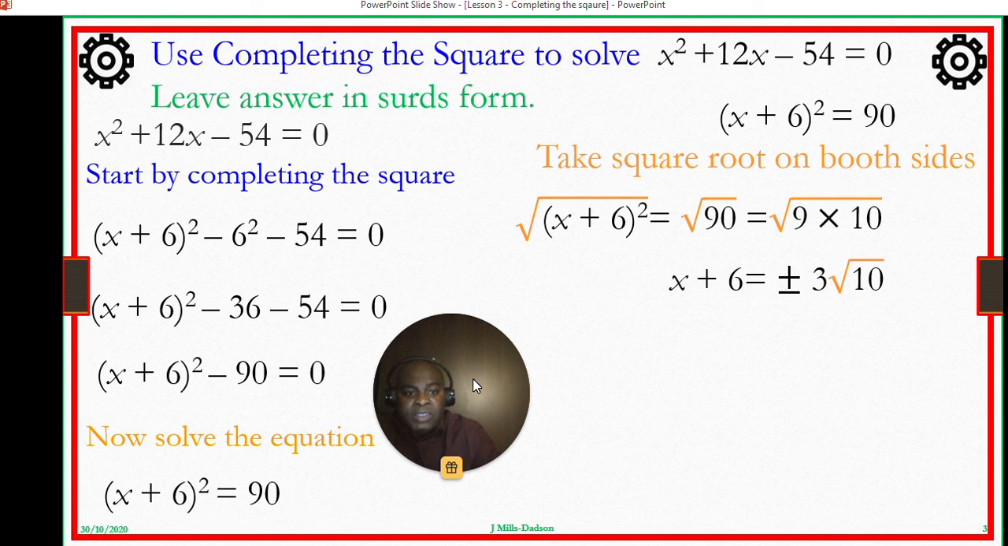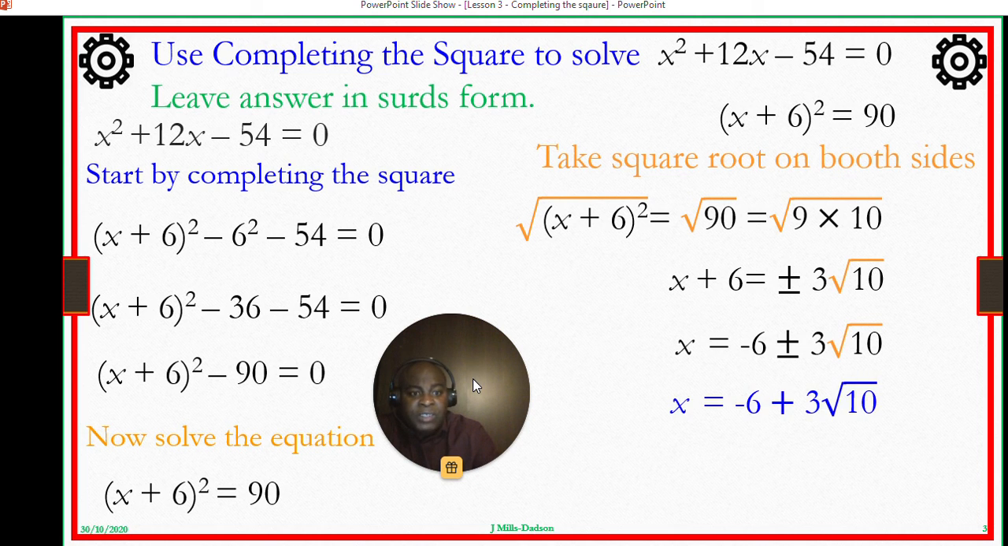So we have x plus 6 equals plus or minus 3 root 10. To find x, take away 6 from both sides. Negative 6 plus or minus 3 root 10. Or you can make it plus or minus 3 root 10 minus 6. They are the same. So our first answer is negative 6 plus 3 root 10. Our second answer is negative 6 minus 3 root 10. This is what we call an exact answer in surd form.